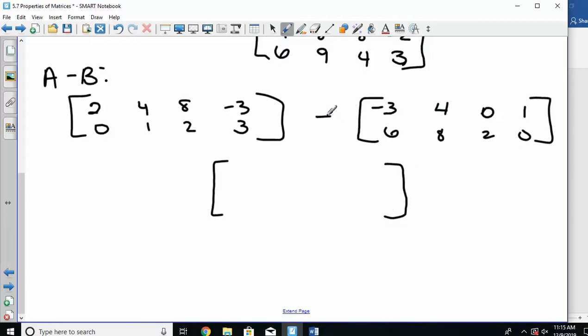So 2 minus negative 3. 2 plus 3 is 5. 4 minus 4. 8 minus 0. Negative 3 minus 1. 0 minus 6. 1 minus 8. 2 minus 2. And 3 minus 0. Have I lied to you yet? Any questions so far?